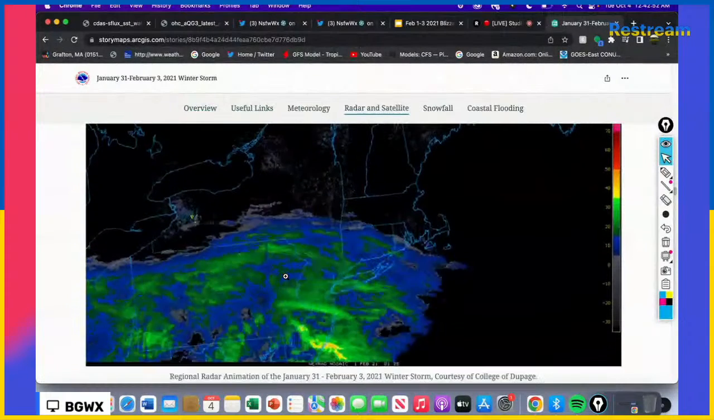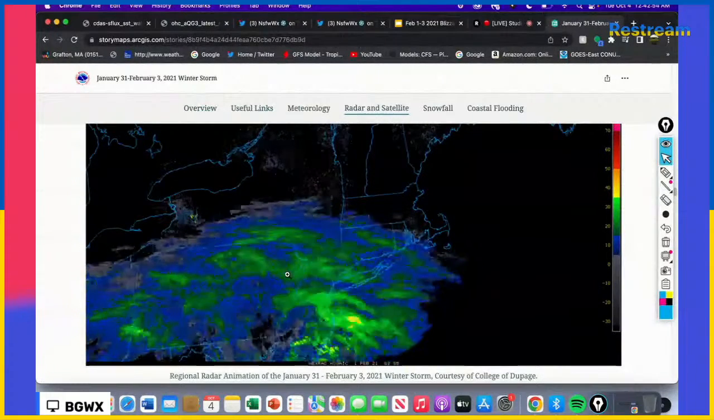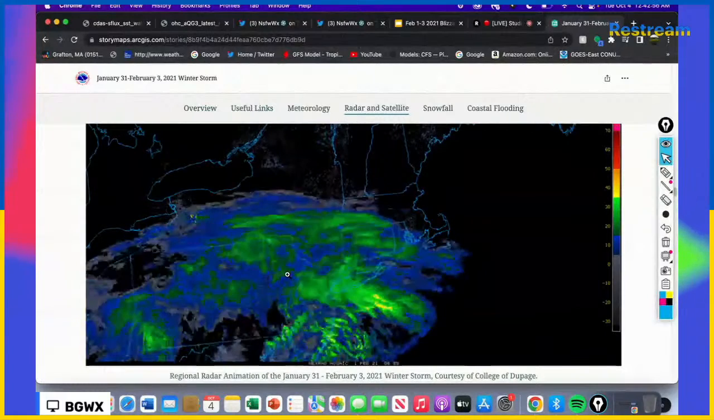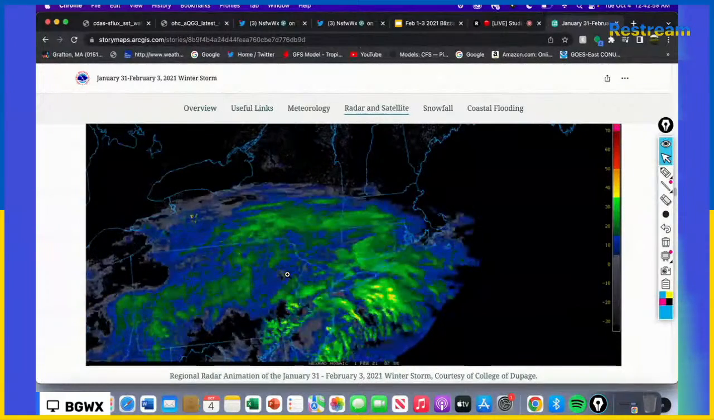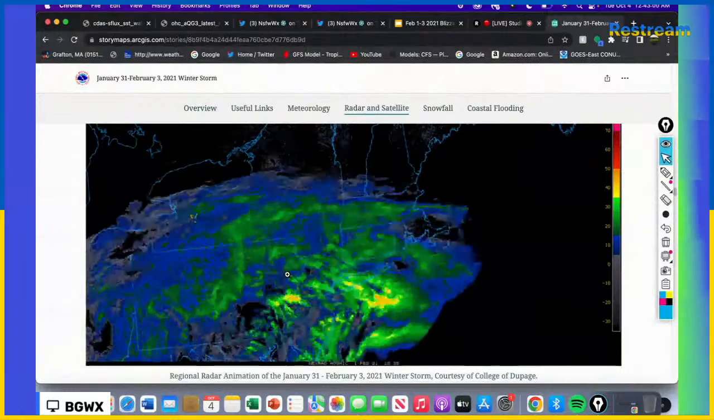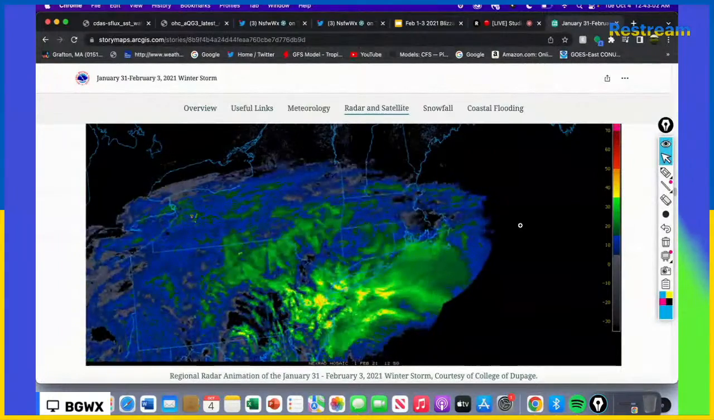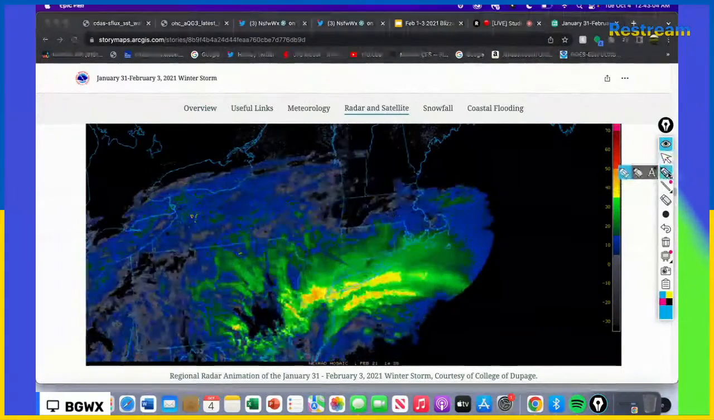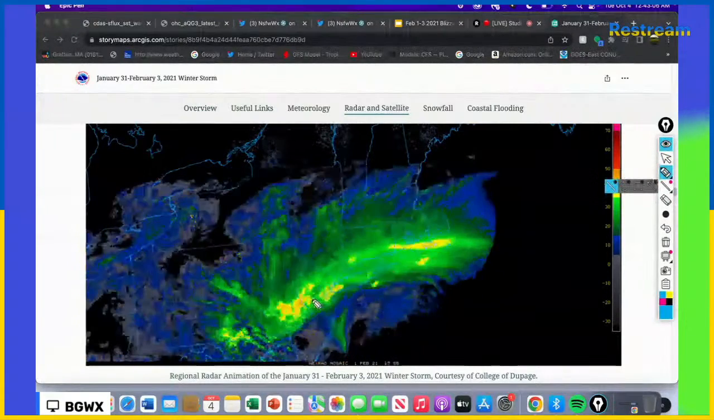Same here, just another radar loop as well. I think this will get the whole picture and not just from one radar site.